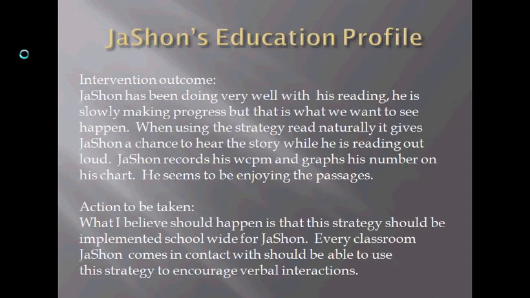The intervention outcome is that Jayshawn has been doing very well with his reading. He is slowly making progress, but that is what we want to see happen. When using the strategy Read Naturally, it gives Jayshawn a chance to hear the story while he is reading it out loud. Jayshawn records his words correct per minute and graphs his number on his chart. He seems to be enjoying the passages.